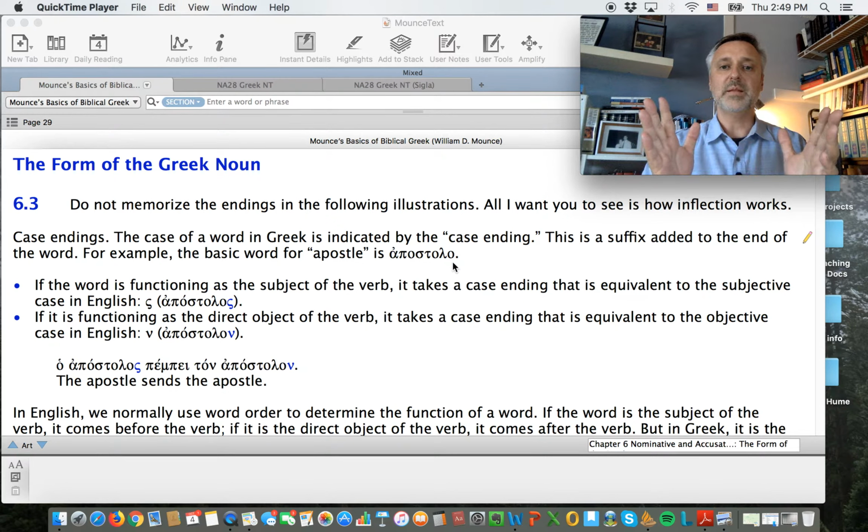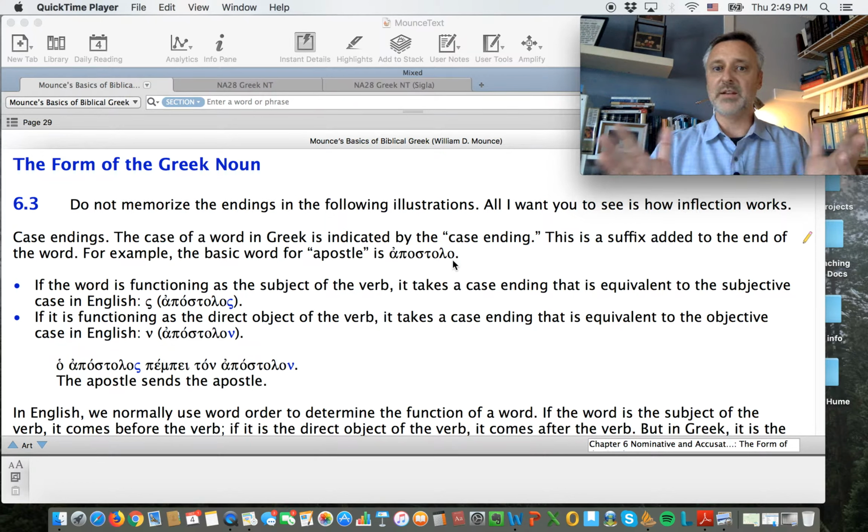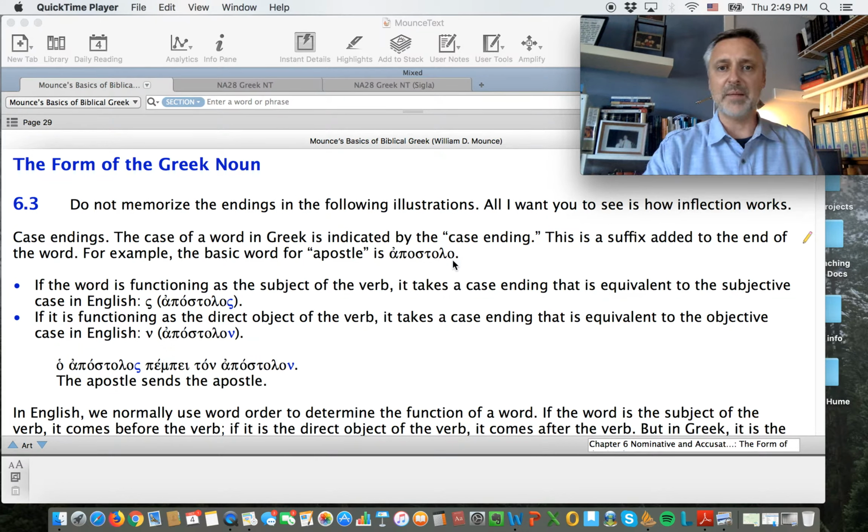So in this case, apostolos has a stem, apostolo, that ends with an omicron, and that's what we call our final stem vowel. So in the first and second declensions, which are masculine, feminine, and neuter, stems will end in a vowel. And the third declension, which we're going to learn in chapter 10, are stems that end with a consonant. So put that on the back burner for right now.